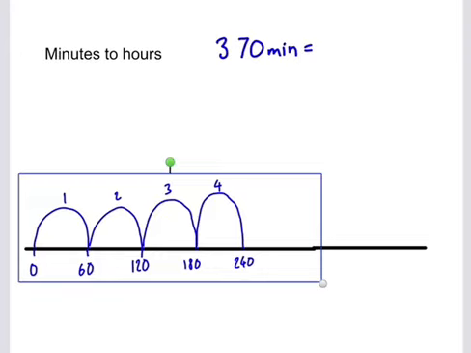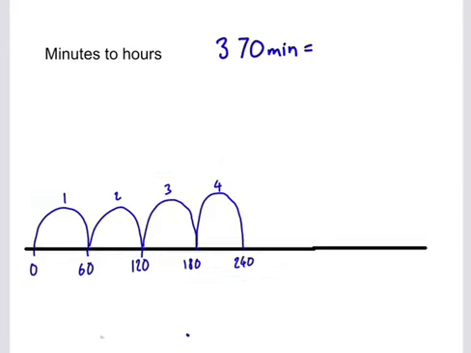Extend that line. Right. So 1, 2, 3, 4. We can jump to 300. That's 5 hours. We can jump to 360. That's 6 hours. We can't jump to 420 because that'll take us too far.